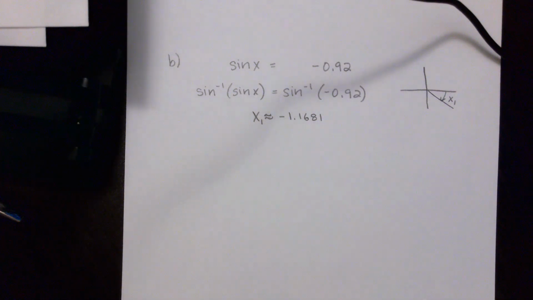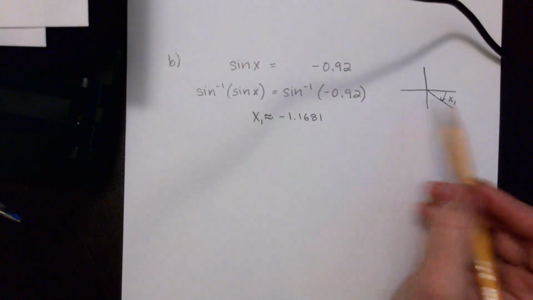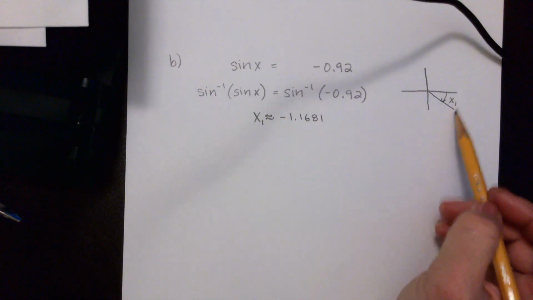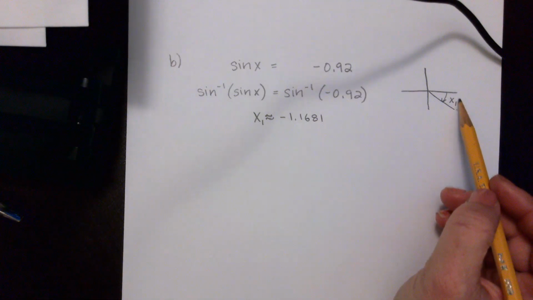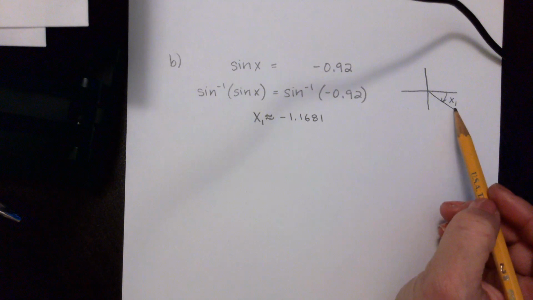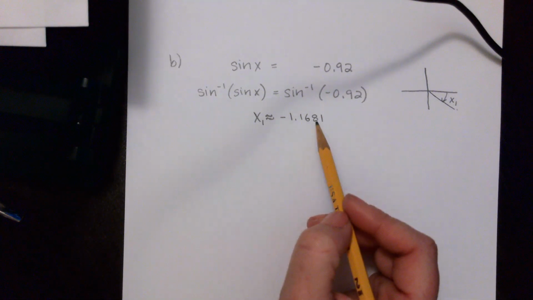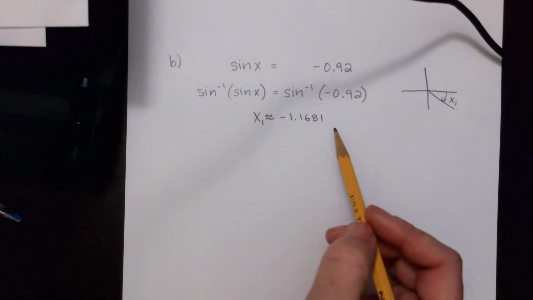So I want to think about where my x2 would live. So I'm thinking about which quadrants my sine would be negative. So that would be in quadrant 3 and quadrant 4. I already found what I want. I already found the angle for x1, except it's not between 0 and 2 pi.